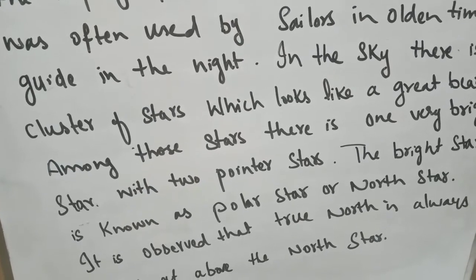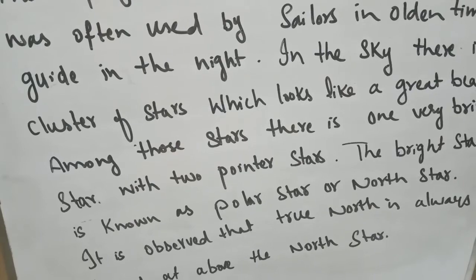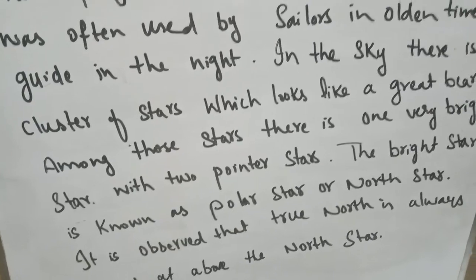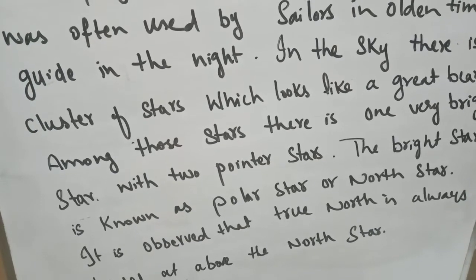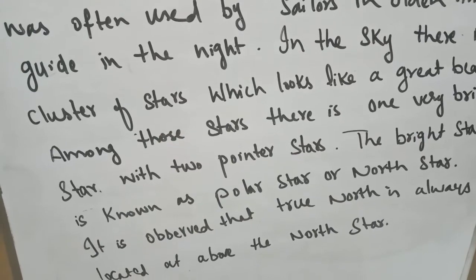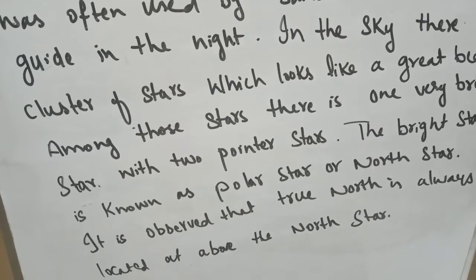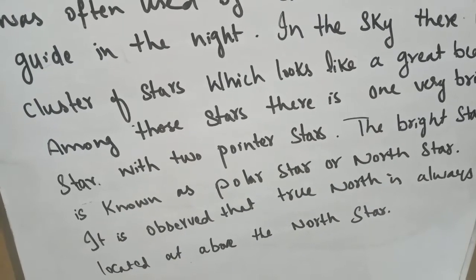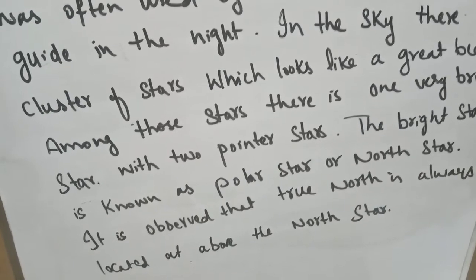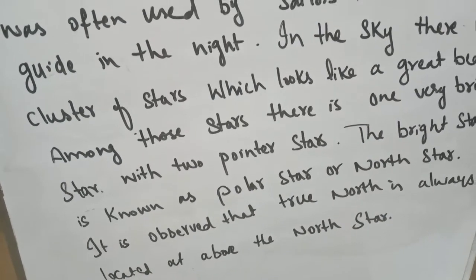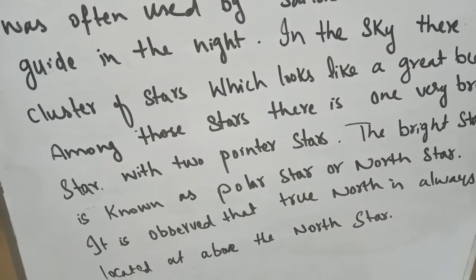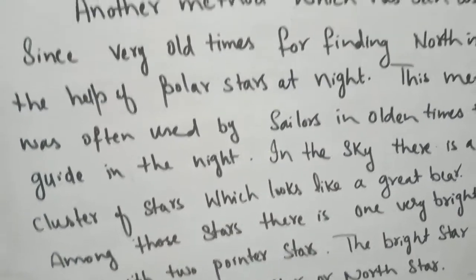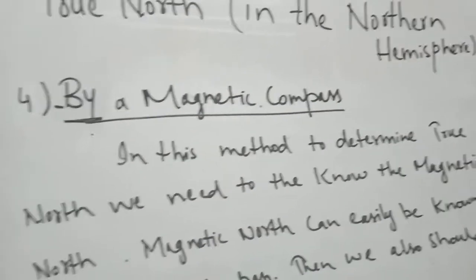Once you find that north star or the polar star, it will be very easy to find the true north, because it is based on observation that the polar star or north star is the pointing area towards the north. Okay, that means whenever the polar star or north star is seen, exact north is located right above it, and that's the reason why we call this brighter star the polar star or the north star. So this is the fourth method to determine the north.